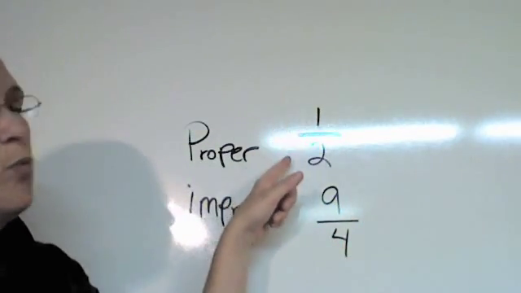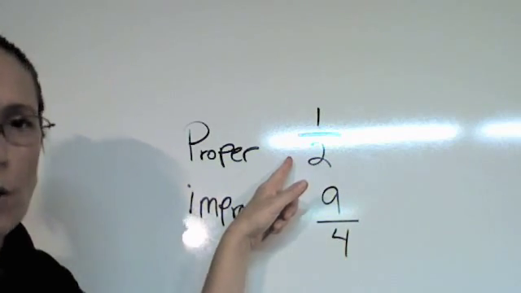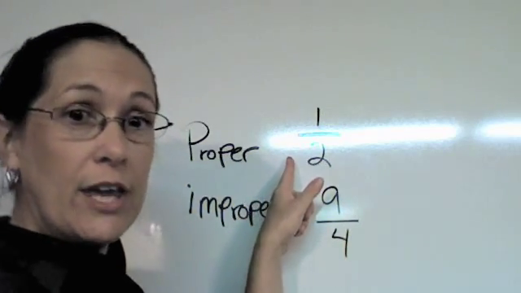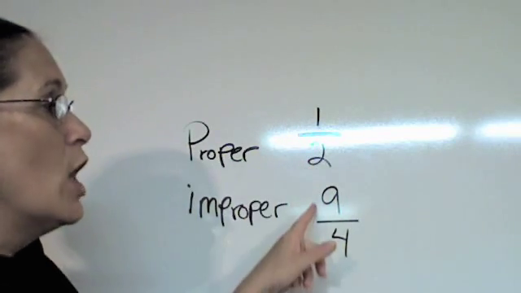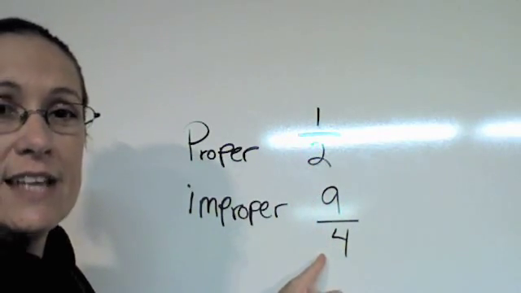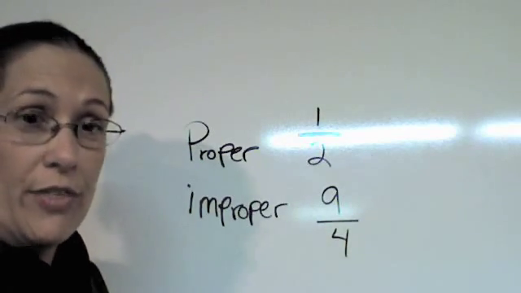In our example of 1/2, we have less than one whole thing. If I have half of a cookie, I only have one of the two pieces. I have 1/2 of it. But 9/4 indicates that I have more than one whole thing.